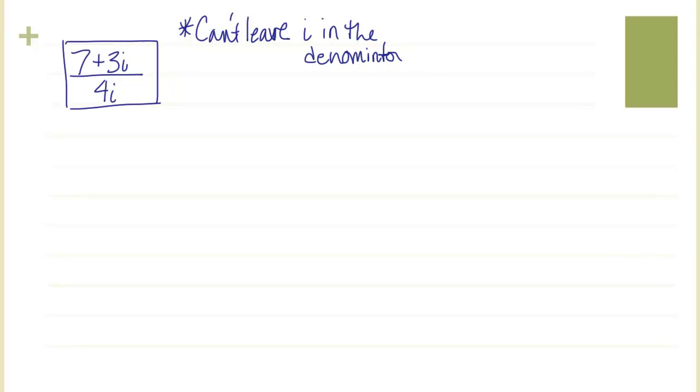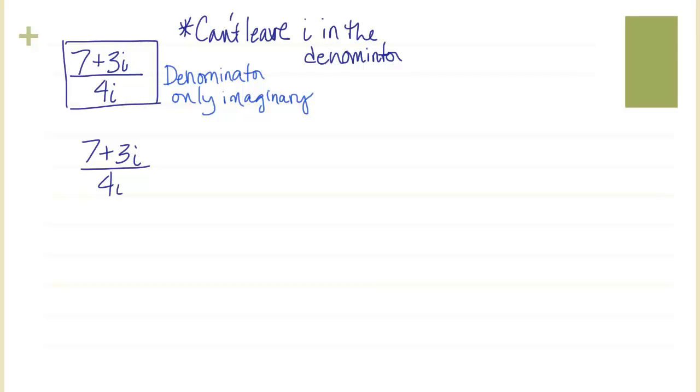If I were to label this problem type, I would say in this type, the denominator is only imaginary. Okay, so the denominator is only imaginary in this type. So we are fine with the 4. We have no problem whatsoever with the 4 in the denominator. What we have a problem with is the I in the denominator. So the I is the only thing we have to get rid of.